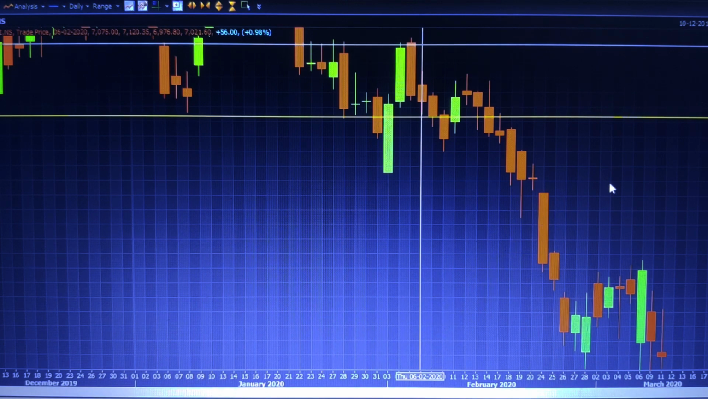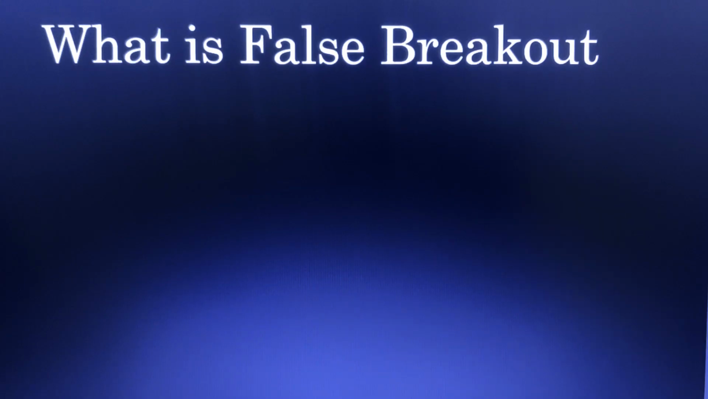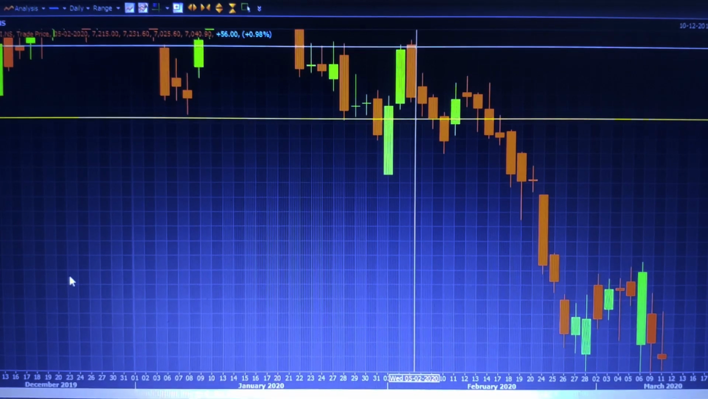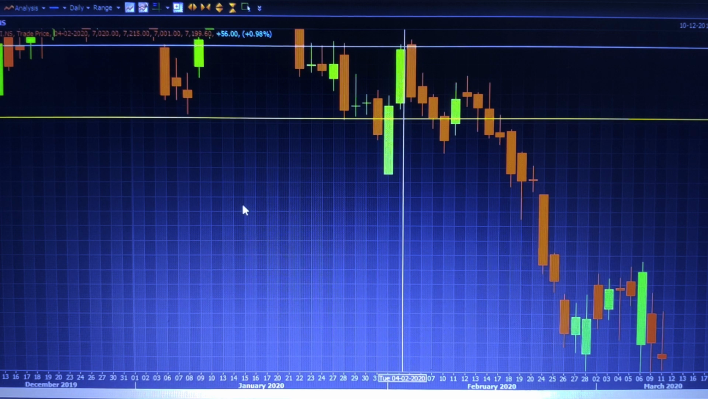Now we can look at what a false breakout is, just giving you an outline. The price breaks past the support or resistance line. That means the price crosses the support or resistance level, but the next moment it is back into the trading range, the support and resistance area. That is a false breakout, because initially it creates an impression that the level is breaking, but the next moment it is back in the same range, it hits your stop loss, and you may lose money from this. In this chart we can see several examples of false breakouts.